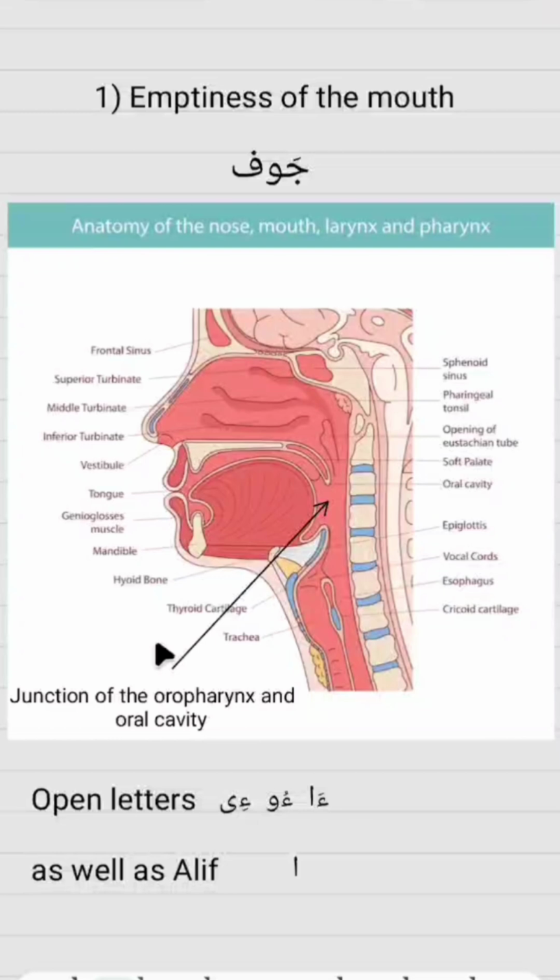So we start out with the first pronunciation, the first makhraj, which is called jawf in Arabic, which means the emptiness of the mouth. And you can see in the diagram here, it is the junction of the oropharynx and the oral cavity.